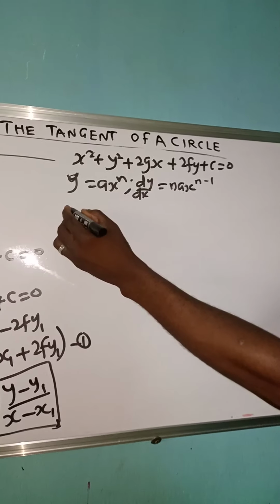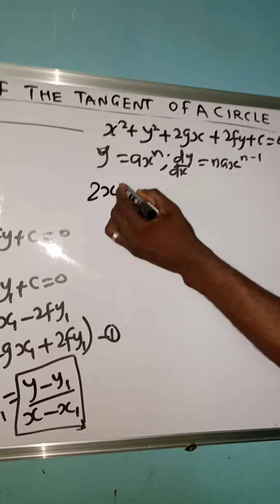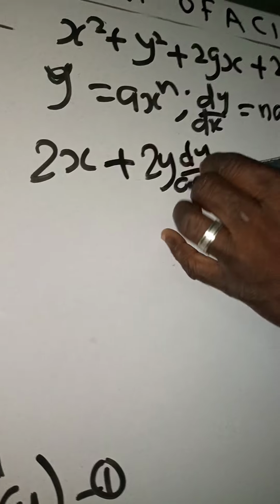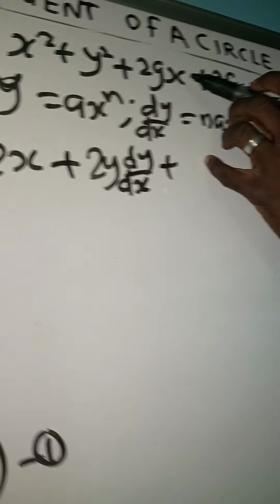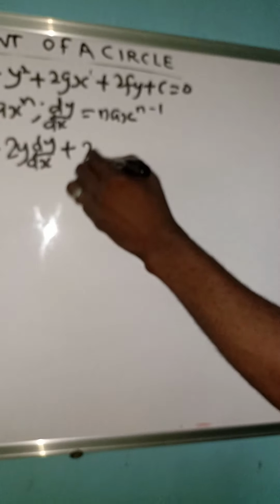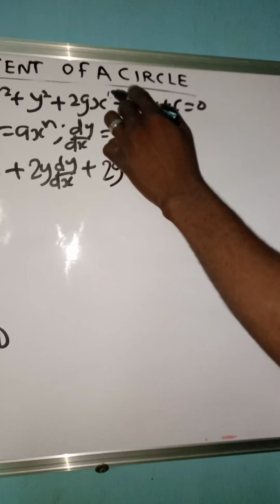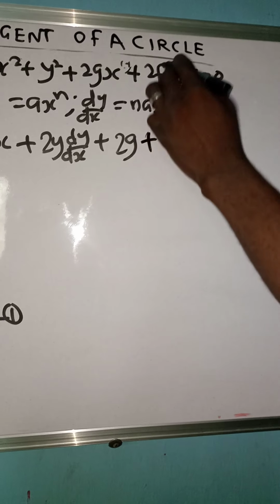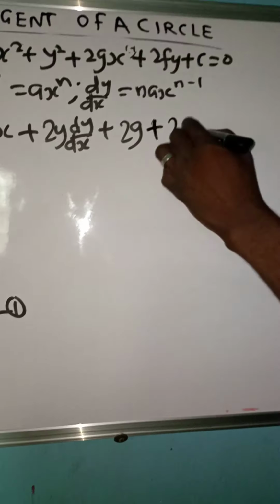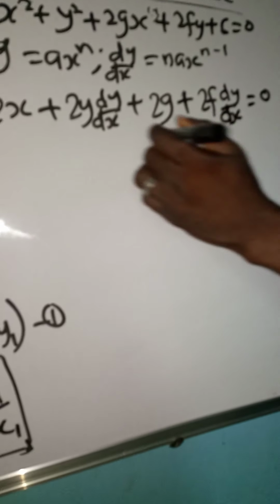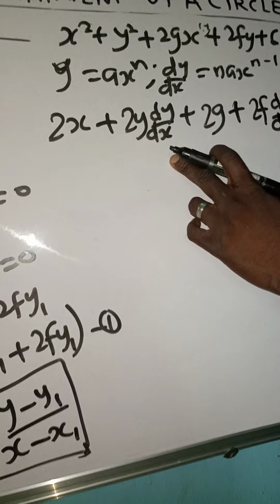So 2 times x is 2x, 2 minus 1 is 1, you don't have to write that, plus 2 times y, that's 2y, attach the dy/dx, plus differentiate 2gx, 2g is a constant, so 1 times this, you have 2g, when you subtract 1 from the power, you have 1 minus 1, that is 0, x to the power 0 is 1, I don't have to write that, plus differentiate 2fy, you have 2f, because it is y, you attach the dy/dx, and when you differentiate a constant, you have 0. So I'm going to make dy/dx the subject of the formula.